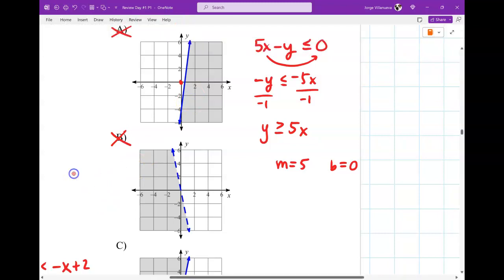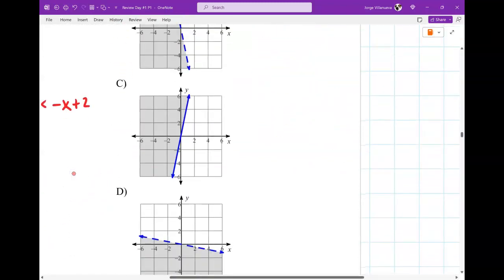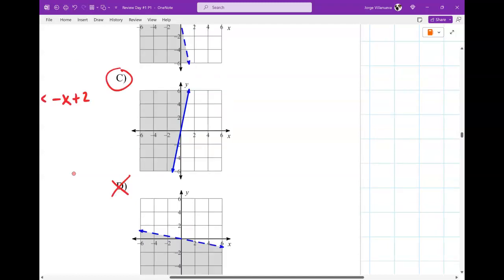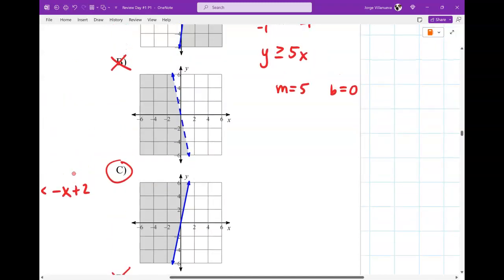All right, so I'm only looking for lines that are going up. So that means if I'm only looking for lines that go up, then D can't be the answer. Right? Has to be C. Now let's just double check it though. So, crosses through 0, check. Positive slope, check. Shaded above or below? Above, check, right? And it should be a solid line. Yes, it is. That's my answer. Okay? So, again, use the pieces that you're given to figure stuff out. You don't have to do all that work, right?